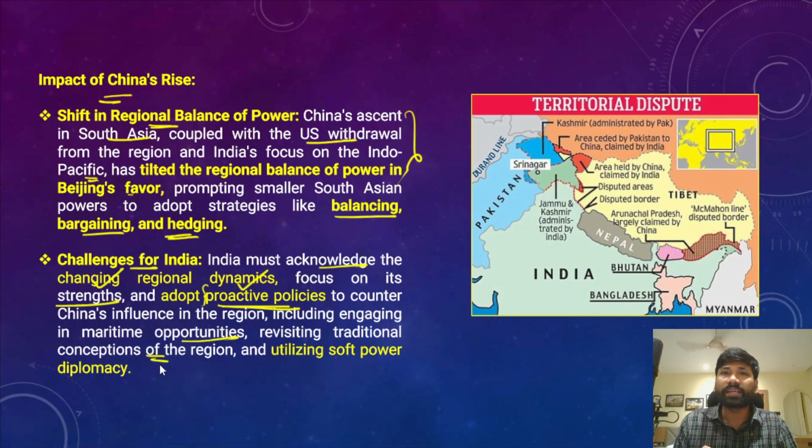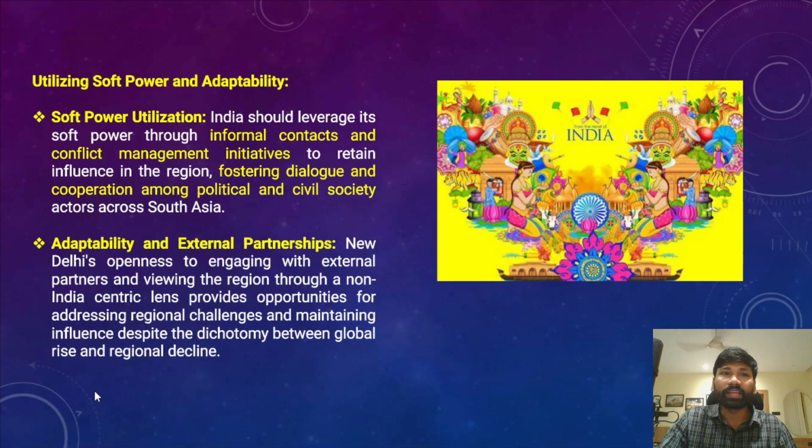And we must utilize our soft power. We are known to have built enormous soft power with different countries, and we must use that soft power diplomacy to counter Chinese influence in the region. That is how we can counter the regional decline of India. So how can we utilize soft power and adaptability? How can we address and identify the regional dynamics? Now, what exactly is soft power?